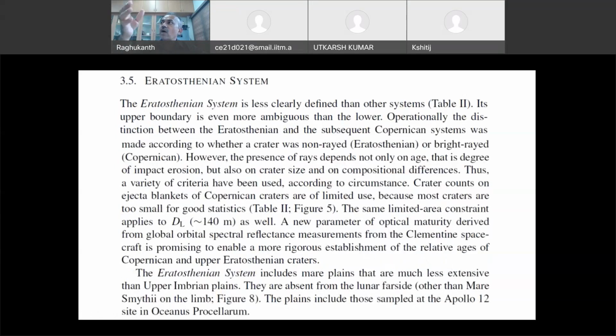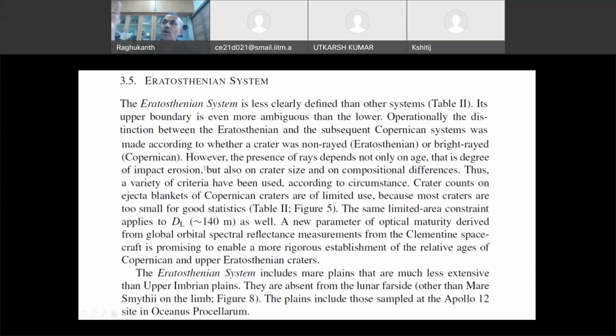Now the next thing after the Imbrian comes the Eratosthenian system itself. This is another geological age. They say the upper boundary, the distinction from the subsequent Copernican system, was made operationally, according to whether a crater was non-rayed or bright rayed.